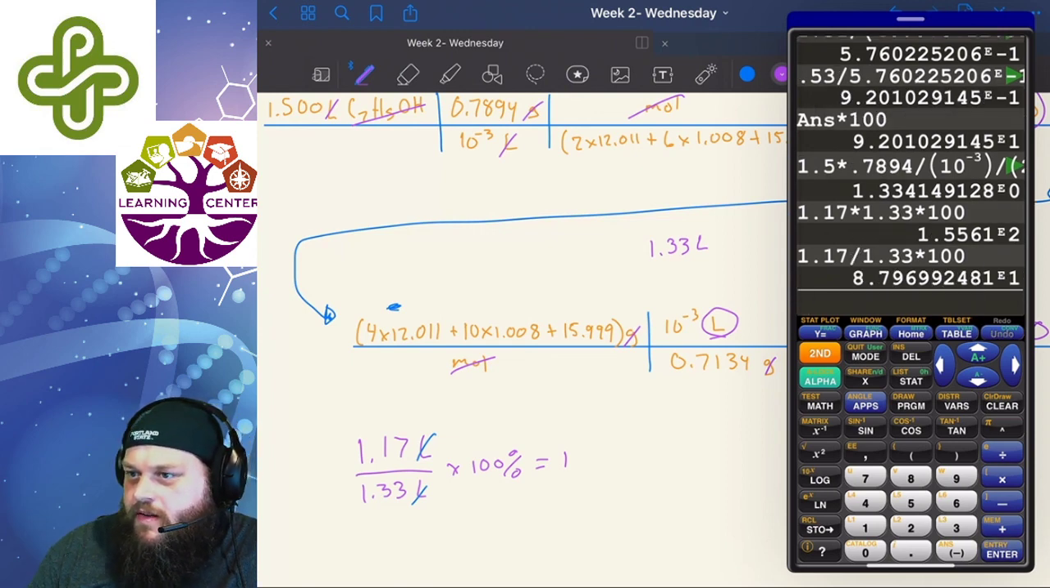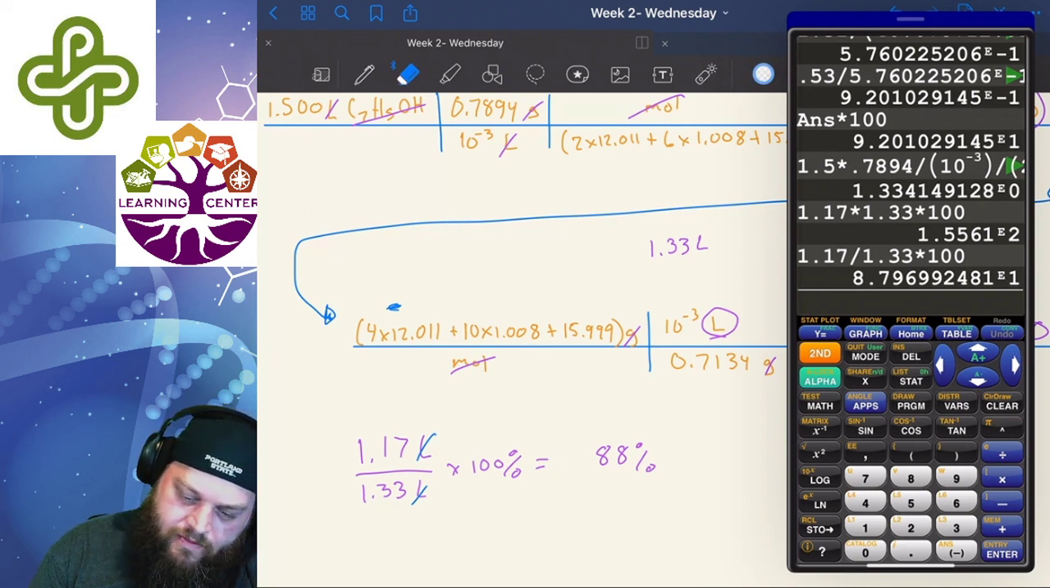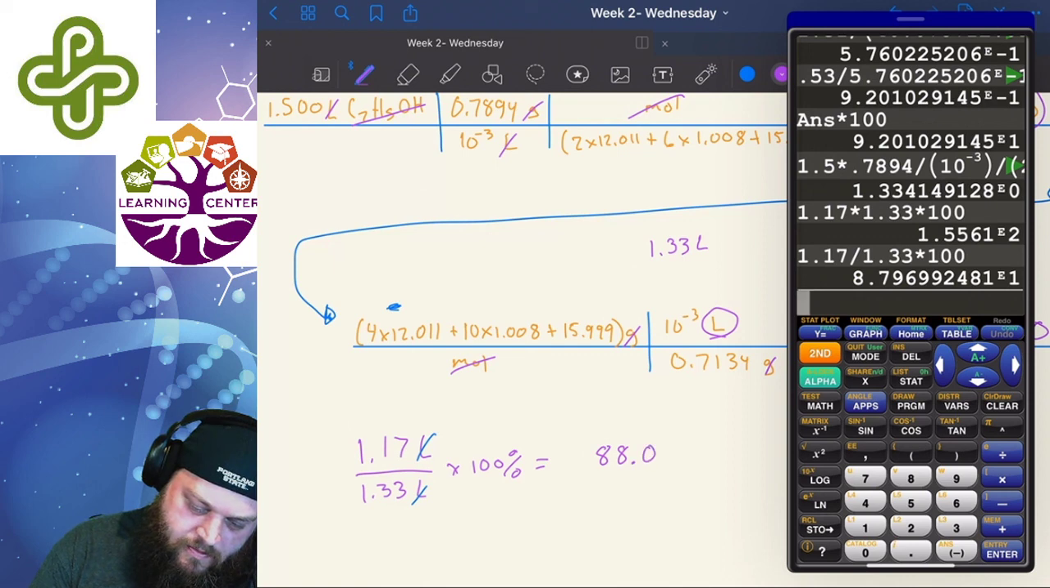Now that's better. That's 87.9. We want 3 sig figs. We actually, 87.9 rounds up to 88%. And that's our yield. We want 3 sig figs, so I should really do 88.0%.